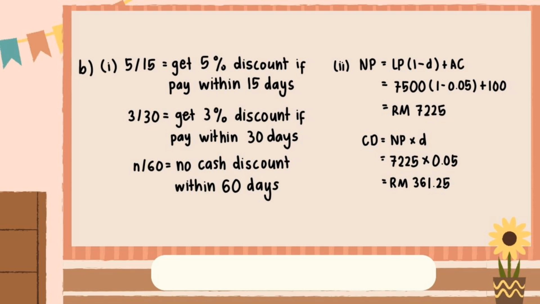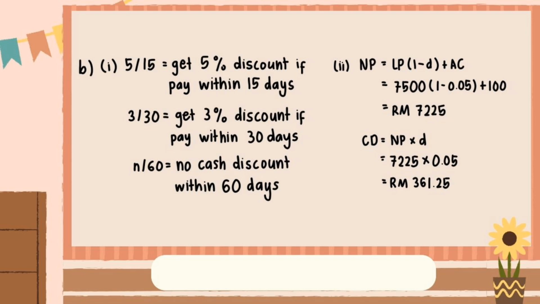So for the second question, we need to calculate the cash discount if the invoice is paid within 15 days of the date of the invoice. So we need to use the formula net price equals list price (1 minus D) plus AC, additional cost. Okay, so the answer will be NP equals 7,500 (1 minus 0.05) plus 100, and the answer will be 7,225.